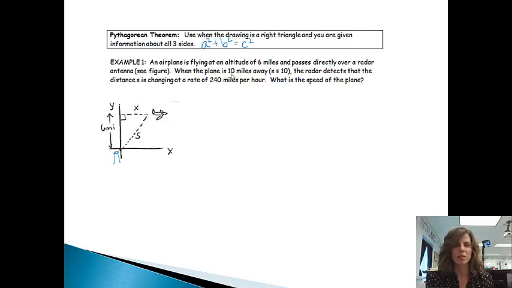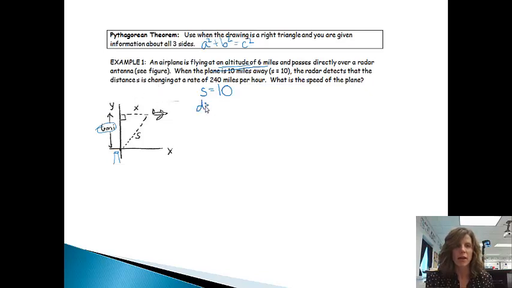So let's just see if we can dig out some information just like we did in our previous examples. I noticed that the airplane is flying at an altitude of 6 miles. So this is a constant 6. It's never not going to be 6, so that's really not information that I need to include in the information that I'm going to write down. Then it says when the plane is 10 miles away, when s equals 10, so this is going to be changing. So for right now, we want to find out what's happening when s equals 10. And then it says the radar detects that the distance s is changing at a rate of 240 miles per hour. So it's telling me how fast s is changing with respect to time.